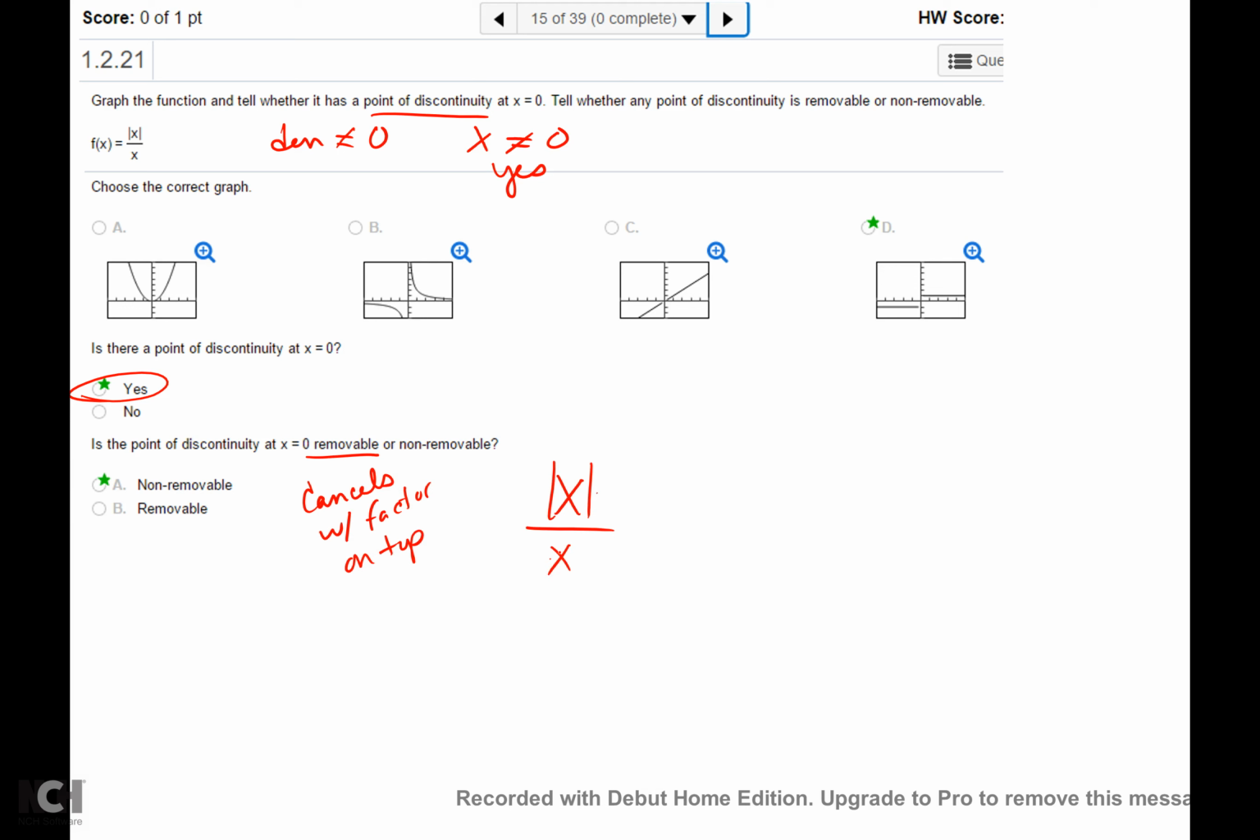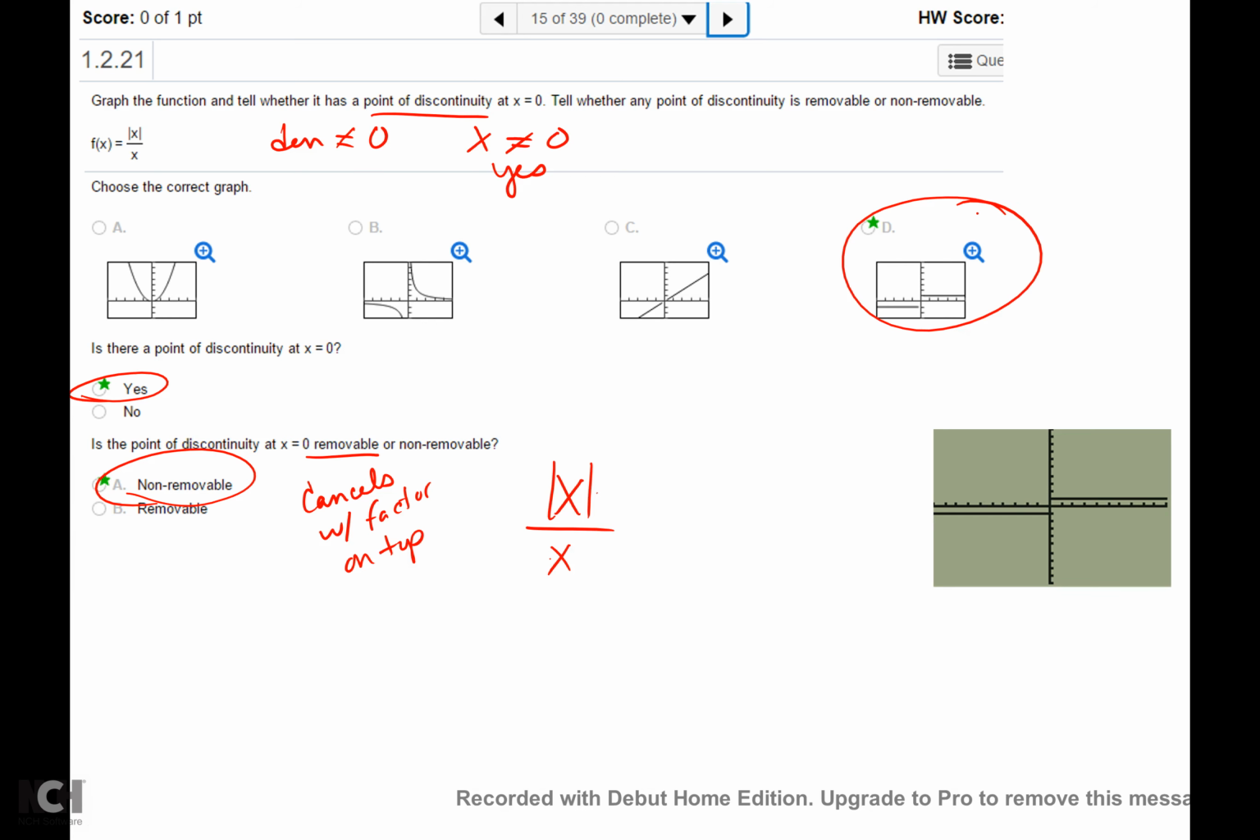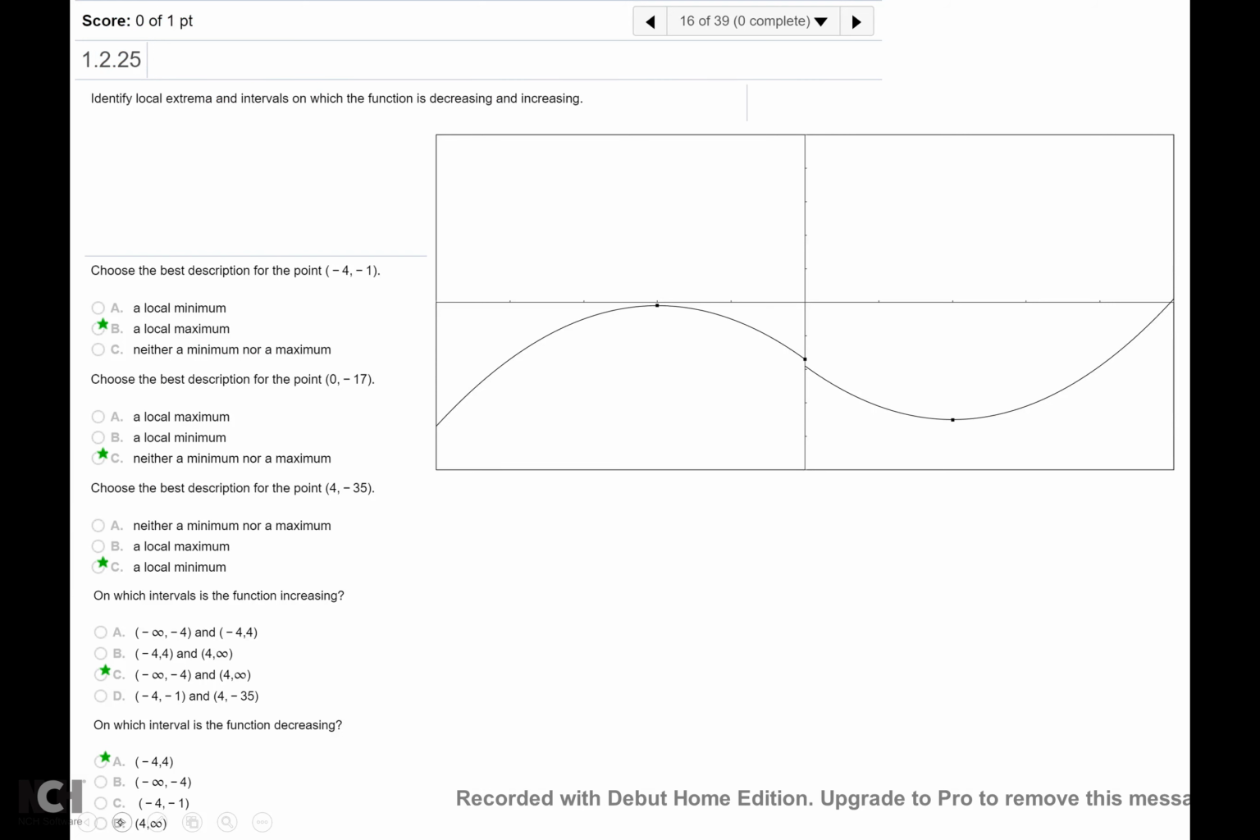I can't cancel an absolute value of x with an x. So it doesn't cancel, which means it's going to be non-removable. And if you look at it, there's the graph. It says, identify local extrema and intervals on which the function is decreasing and increasing. Choose the best description for the point negative 4, negative 1.